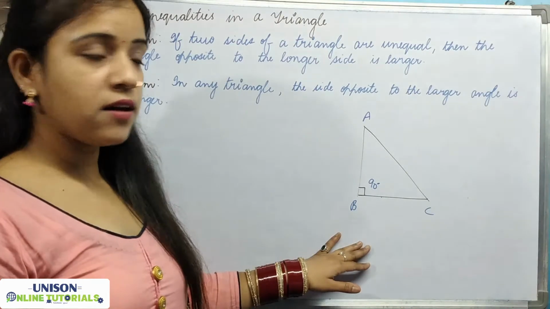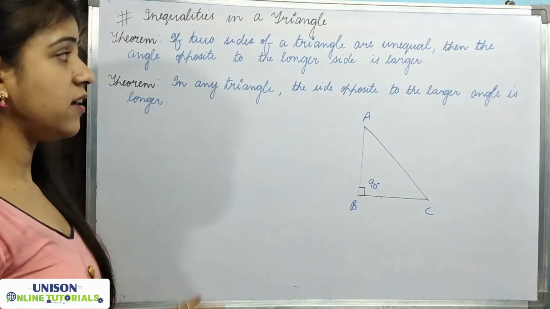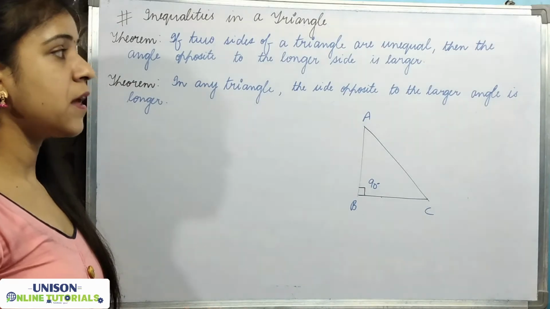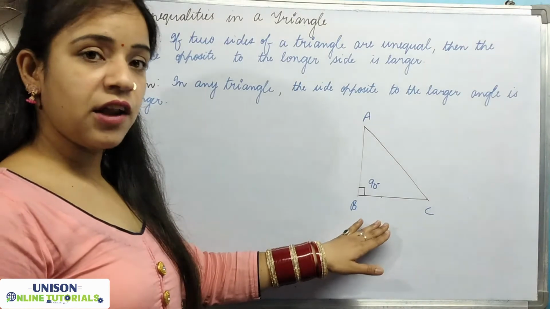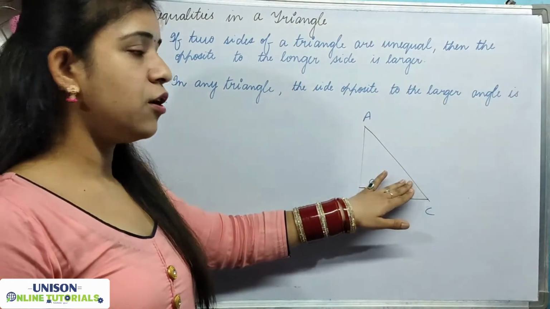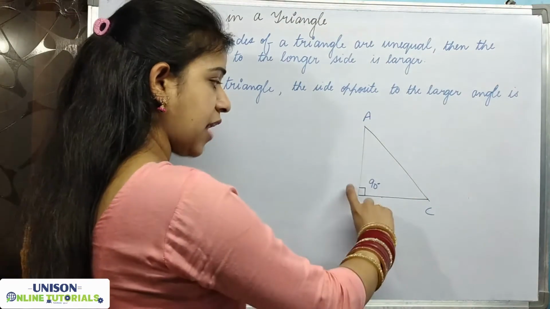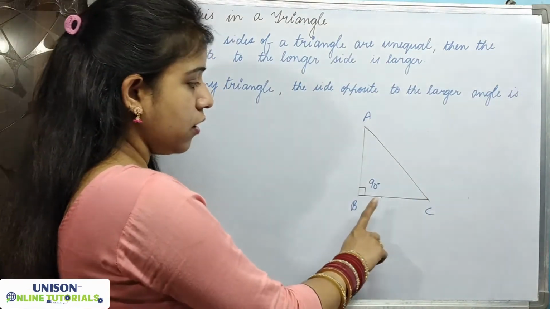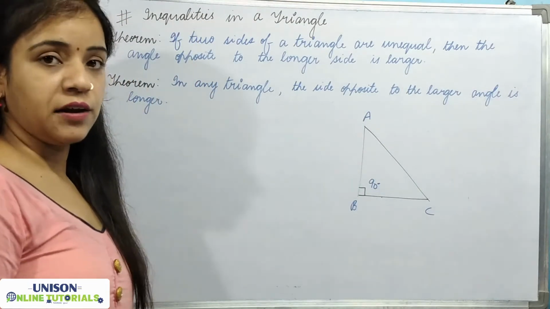Similarly, the converse of this: in any triangle, the side opposite to the larger angle is longer. Again, if this is the larger angle, then this will be the longer side. So if a side is longer, then the opposite angle will be greater, and if this angle is greater, then the opposite side will be the longest side.